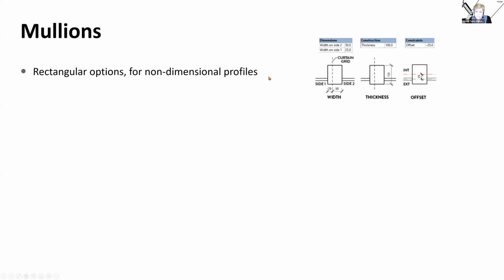Most people are going to use mullion shapes as opposed to just a rectangular option like that. You move the grids, not the mullions. So if you want your mullion to move, you're going to have to move your grid.